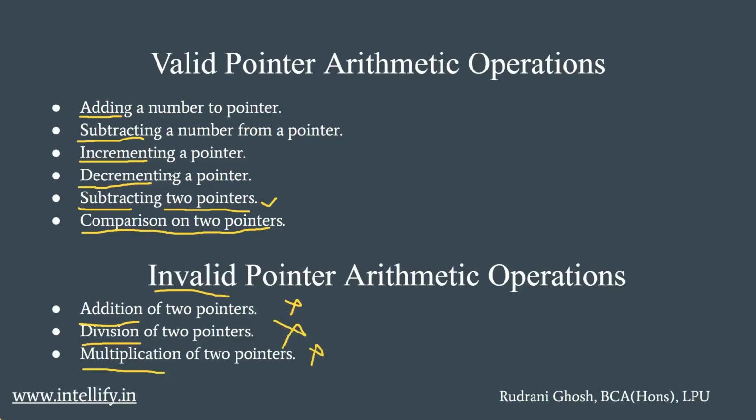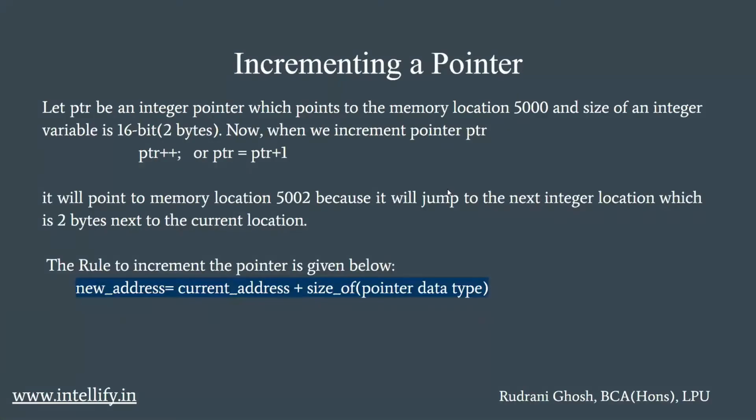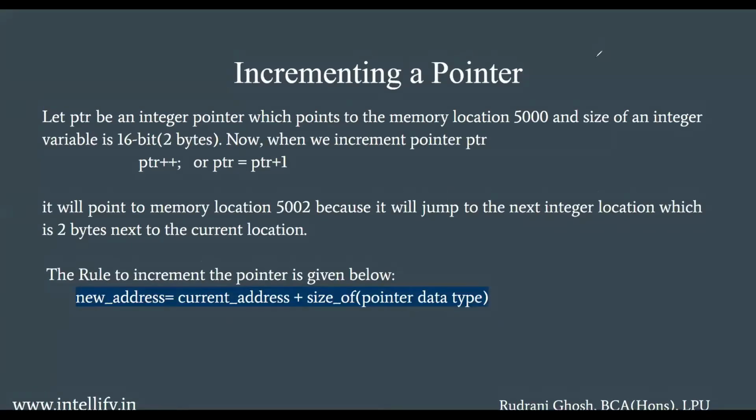We can increment or decrement a pointer. But when it comes to operations with two pointers, we can only subtract. So what is incrementing a pointer? If PTR is an integer pointer which points to memory location 5000 and the size of an integer variable is 16-bit.